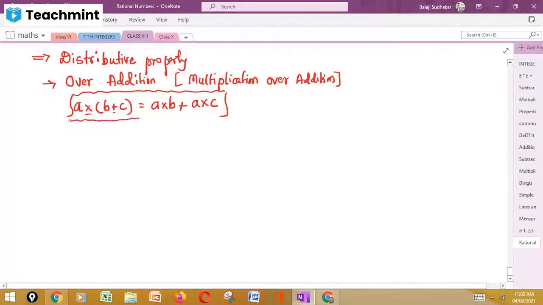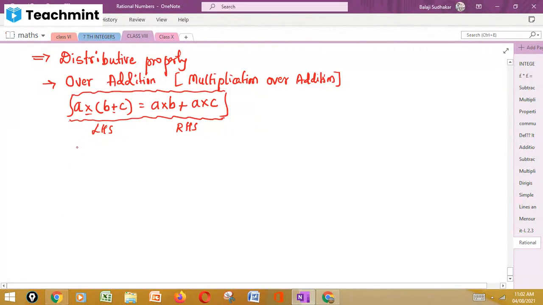This is the LHS and this is the RHS. Whenever you have to take any three rational numbers, you have to express them in this form: A into (B plus C) is equal to A into B plus A into C. In this way we express the distributive property over addition, or multiplication over addition. Have you understood this? Yes, sir.